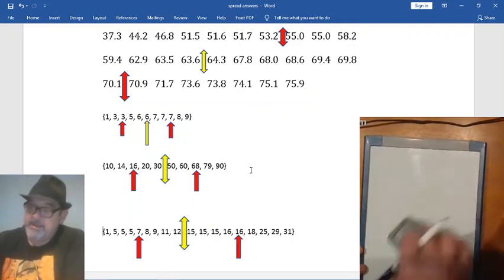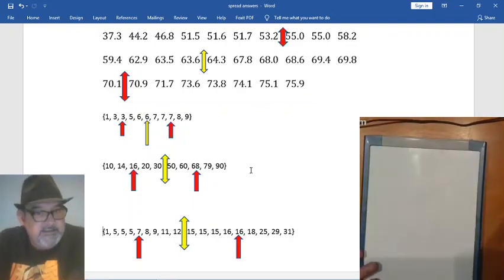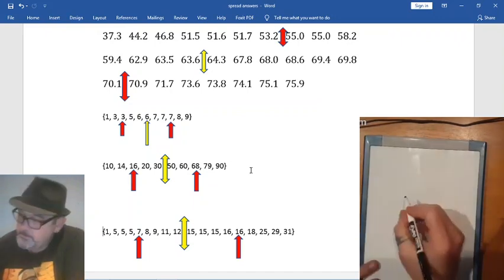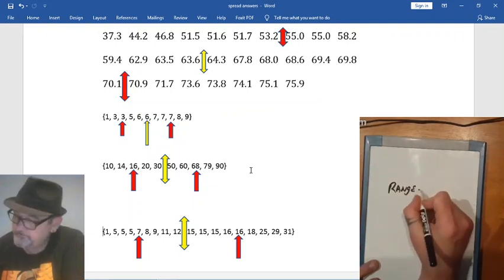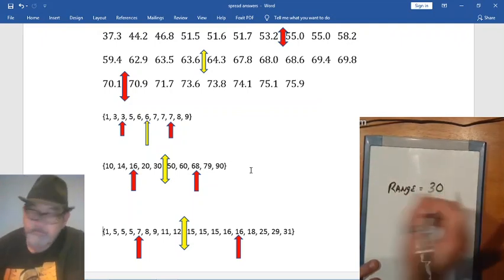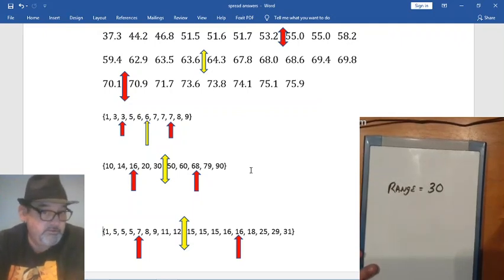All right, the last one had a lot of numbers. I think there's 18 numbers there. So let's take a look at the range. We start at 1, and we go to 31. So my range is going to be 30. 31 minus 1 is 30.